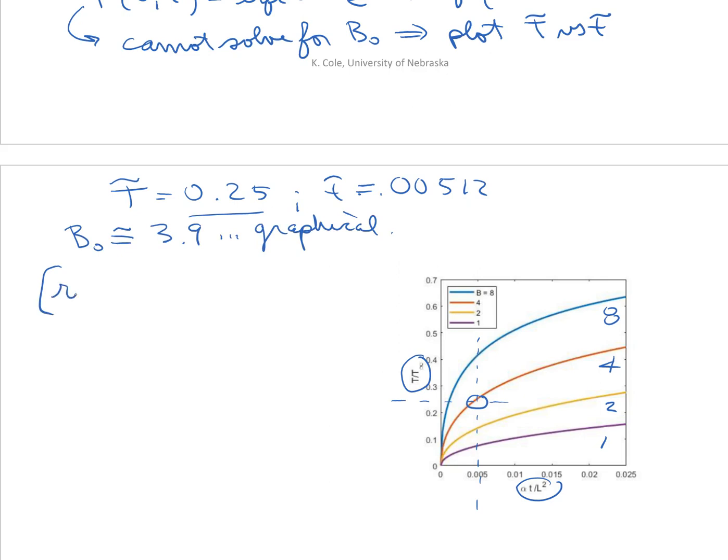I also used a root finder. And I found that the Bi number to 4 significant figures was 3.885.